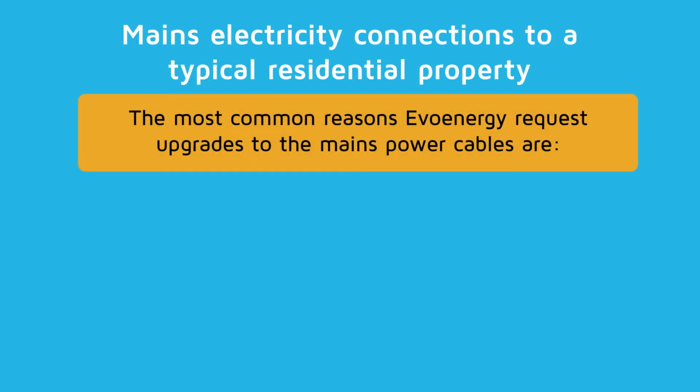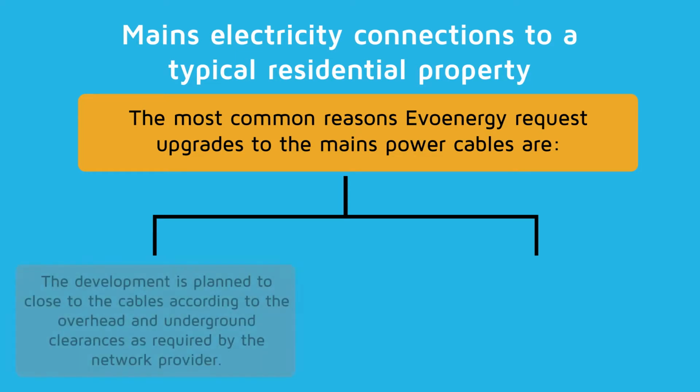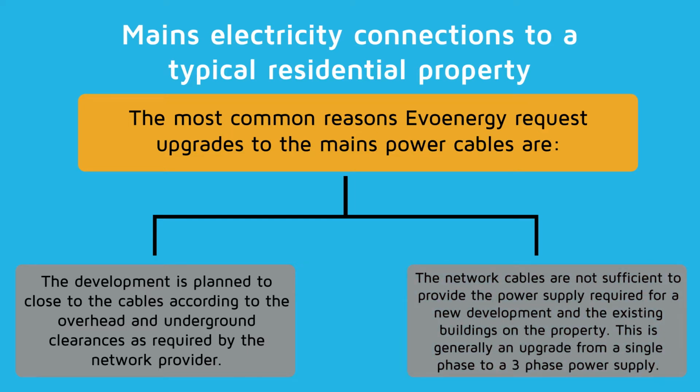The most common reasons Evo Energy requests upgrades to the mains power cables are: the development is planned too close to cables according to the overhead and underground clearances as required by the network provider, or the network cables are not sufficient to provide the power supply required for the new development and the existing development on the property. This is generally an upgrade from a single phase to a three-phase power supply.